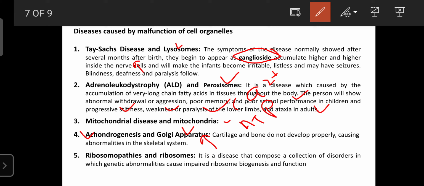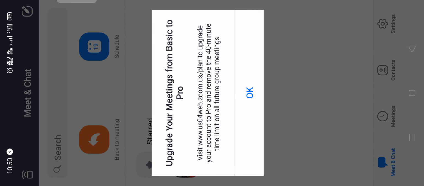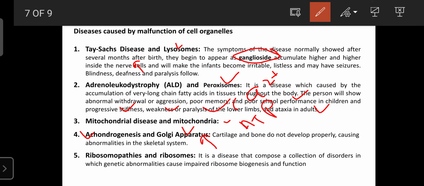So next one is ribosomopathies, which is related to the ribosome. Already you know the ribosome is the site for protein synthesis. So due to malfunctions of ribosomes, there are alterations in protein synthesis, or it can cause abnormal management of the proteins.